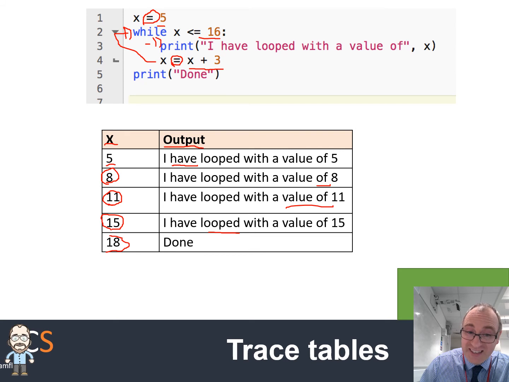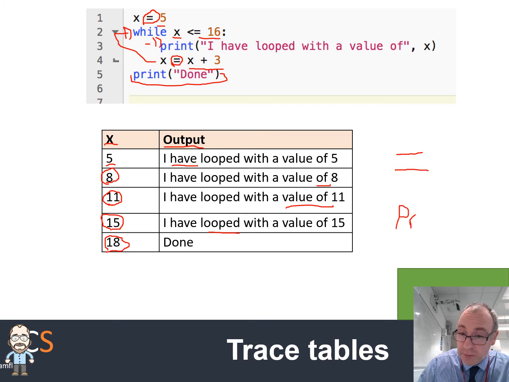Now I do write the 18 down because it has changed, although now 18 is no longer smaller than 16, so I don't repeat it anymore. So that's why the last thing I have is this print done. So whenever you have a trace table, you're looking for two things: when you've got assignment and also when you've got a print. Anytime you see assignment, you write down the new number. Whenever you see a print, you write down whatever you printed.